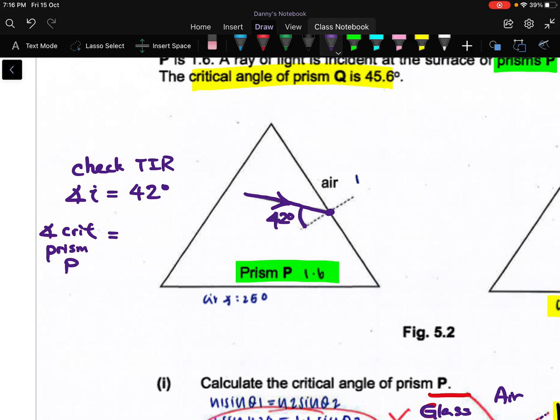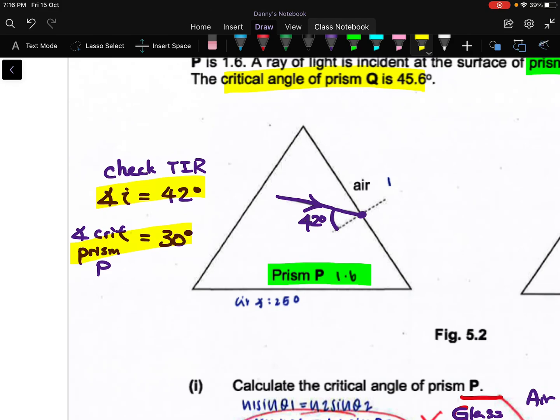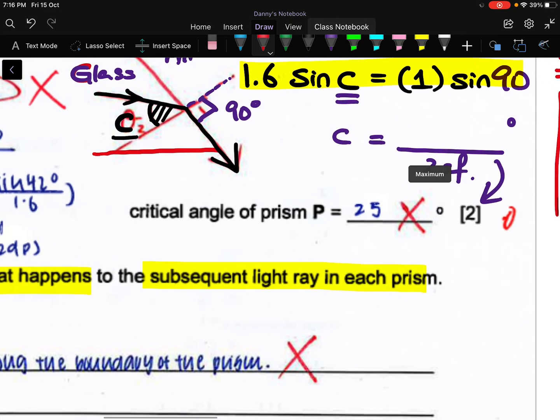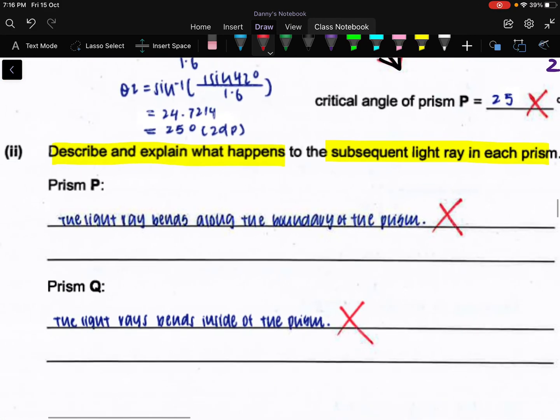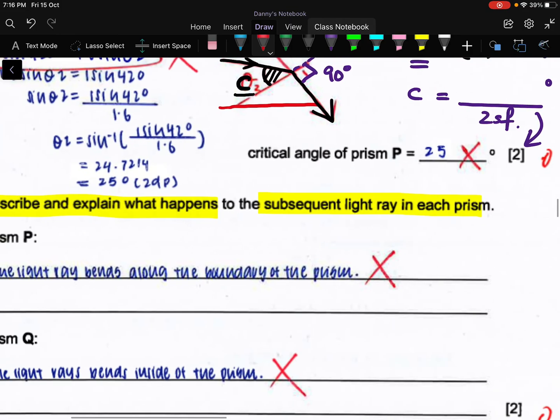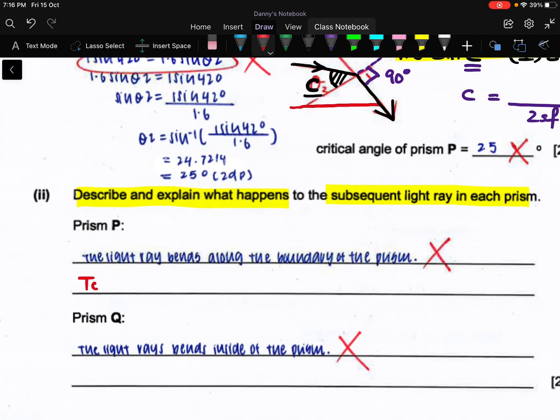Now, if this critical angle is something like, for example, 30, then you need to make a deduction that, oh, now my angle I is bigger than this critical angle of prism P. So this critical angle is like a property of prism P. So if the incident angle is larger than that, then the special phenomenon of total internal reflection will happen. So in this case, if you have calculated the critical angle correctly, you should be able to tell that the incident angle 42 is actually larger than the critical angle, and as a result, TIR will happen.